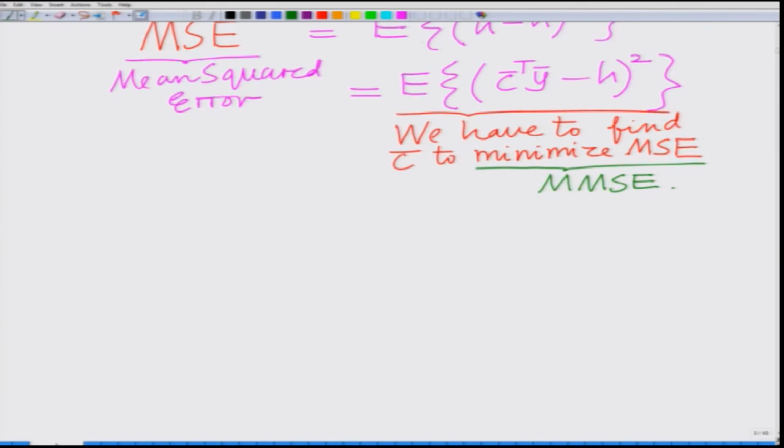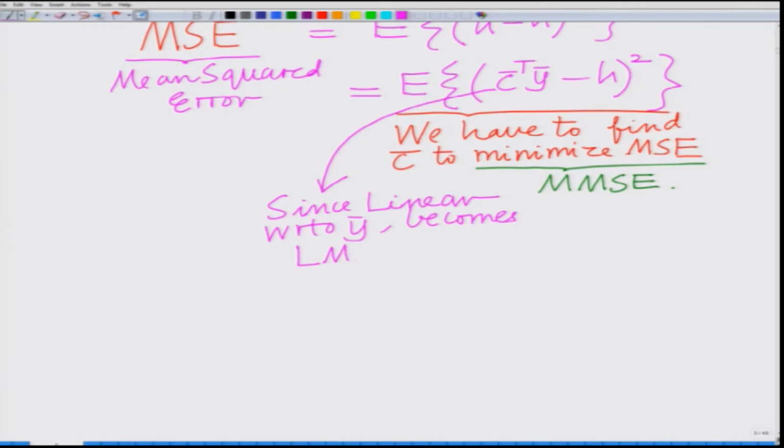Now, since this is linear with respect to y bar, it also becomes the LMMSE, that is the linear minimum mean squared error estimate. Okay. So, now let us simplify this expression for the MSE.